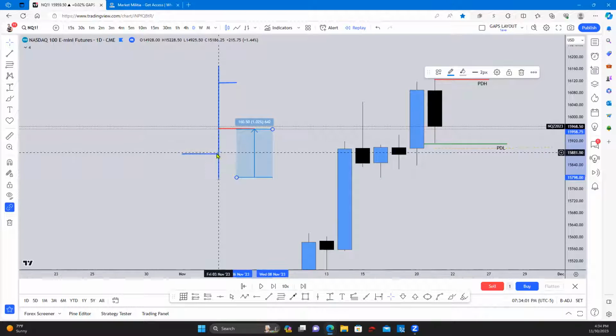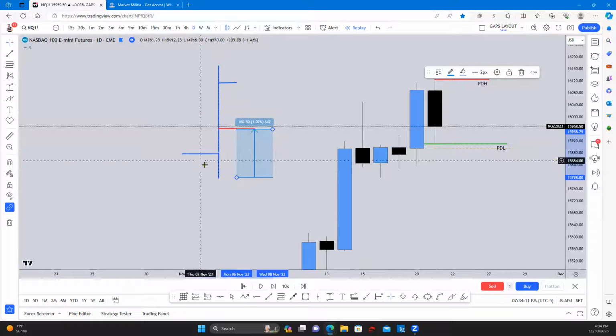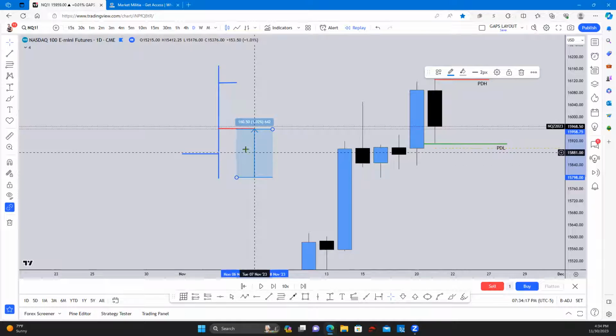So if you can't get any positions here, anywhere in here, as long as it doesn't run on you, you can look to enter in this whole range. Now, what are you going to want to look for in this opening range?